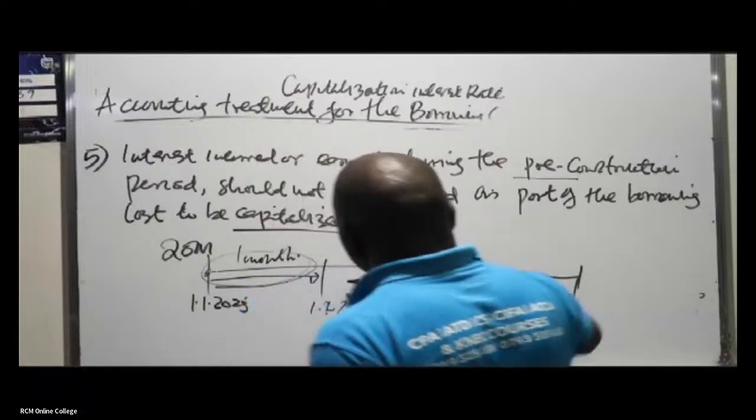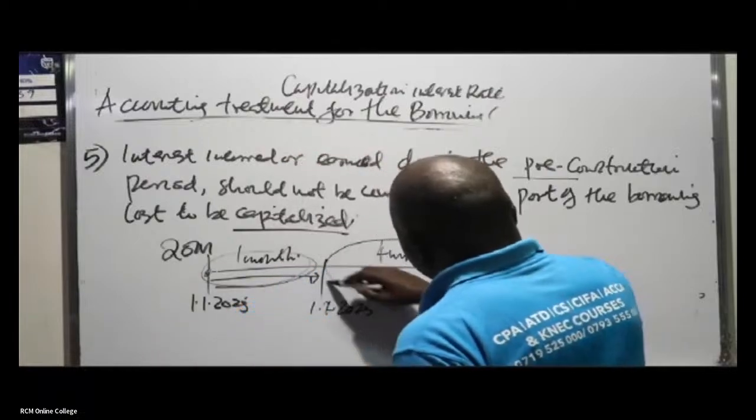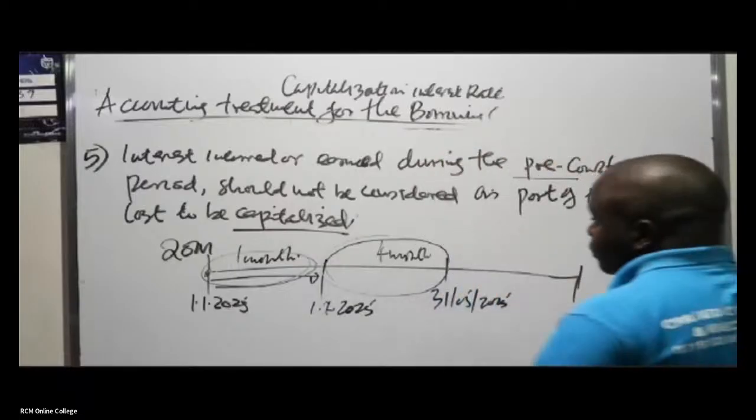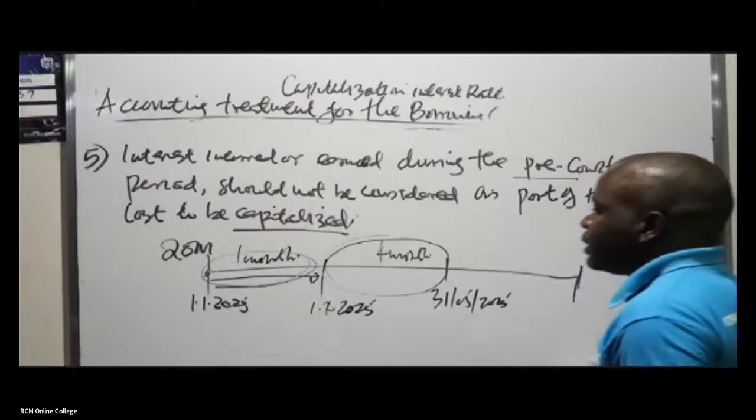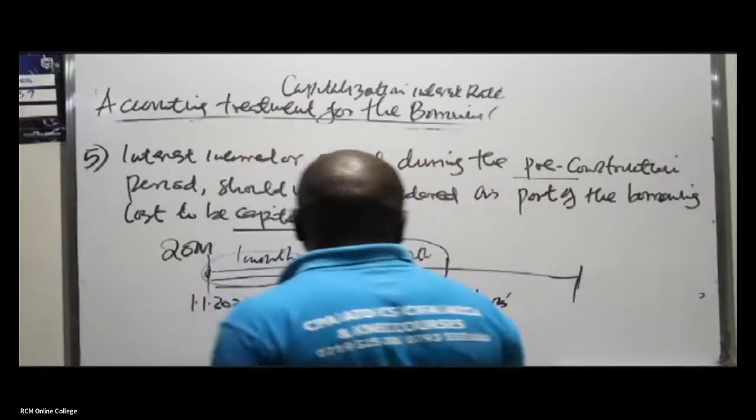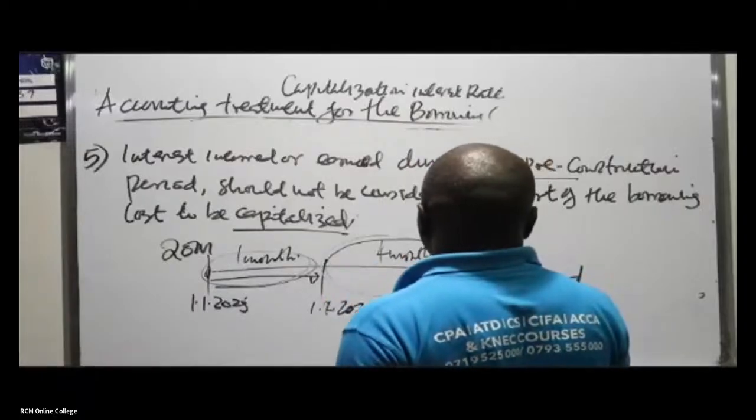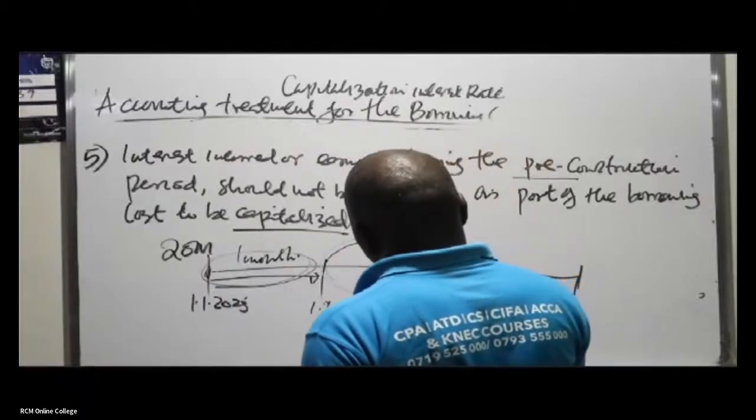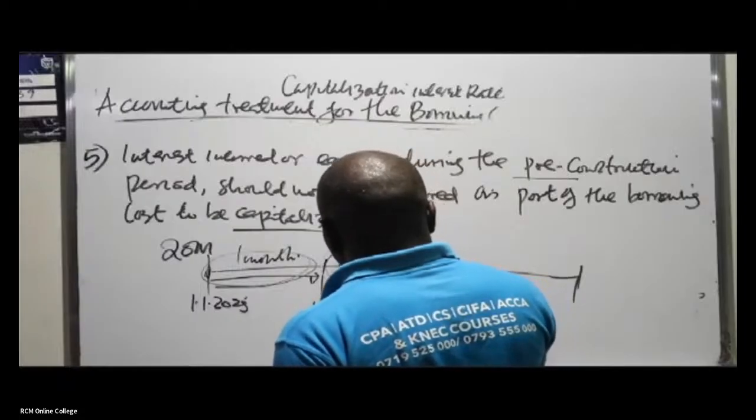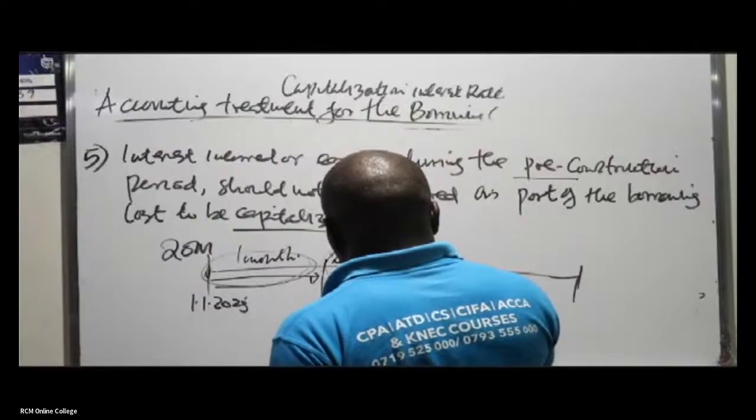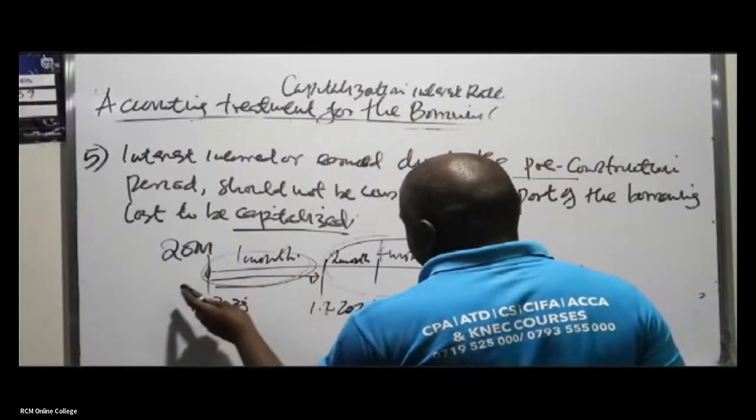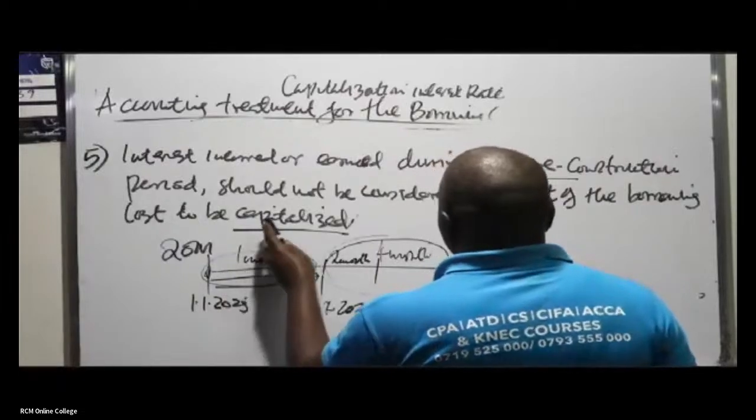You'll only consider the interest in the 4 months as part of the borrowing cost. Even if you invested the money up to maybe the end of March, it means there are 2 months here. The interest earned here, you have to deduct it when you're calculating the borrowing cost to be capitalized.